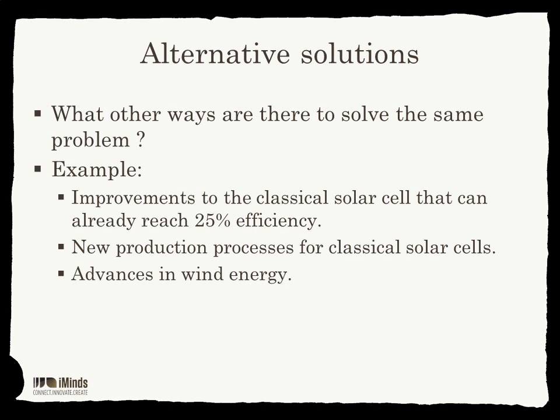Alternative solutions in the solar energy project include the fact that the classical solar cells can continue to improve or that new production processes can be invented. You should also keep an eye on approaches and technologies that solve the same problem in a completely different way. If wind energy becomes much cheaper than solar energy, it may completely overtake the solar energy market.